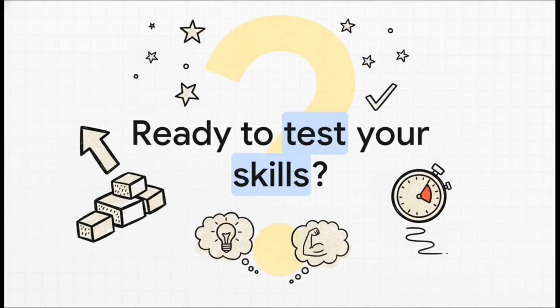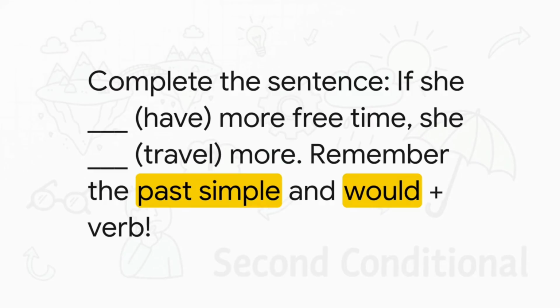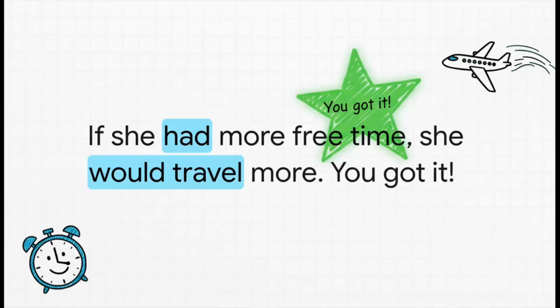No pressure, you've totally got this. Okay, take a look at this sentence. Fill in the blanks. Remember the two-part formula we talked about? The if part needs the past simple, and the result part needs would plus the base verb. What do you think? I'll give you a second. And there it is. If she had more free time, she would travel more. The past simple of have is had, and the result is would travel. Excellent. See? Once you know the formula, it just clicks right into place.